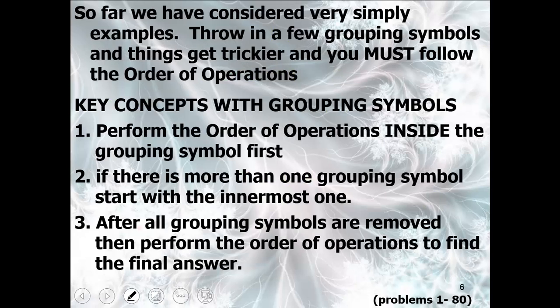Our examples so far have been very simple. But once you start throwing in grouping symbols, things can get trickier, and you must follow the order of operations. The key concept with grouping symbols is to perform the order of operations inside the grouping symbol first. If you have more than one grouping symbol, start with the innermost one and then clear out the next outer one, and then the next outer one until you have none. Once all the grouping symbols are removed, then you perform the order of operations to find the final answer.